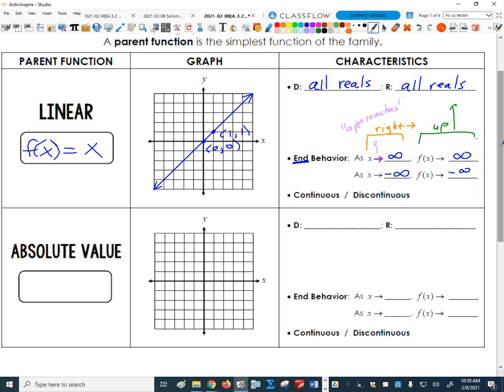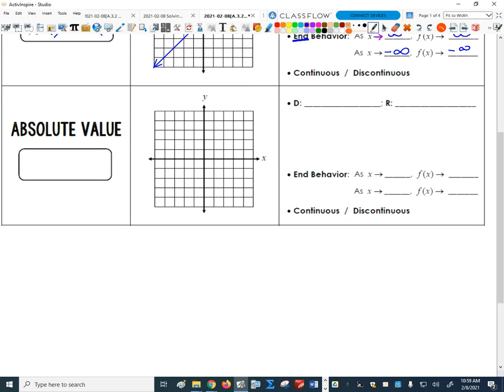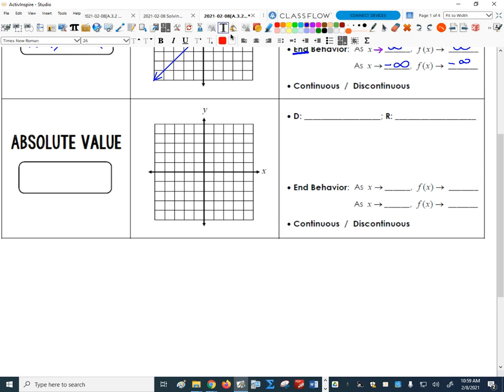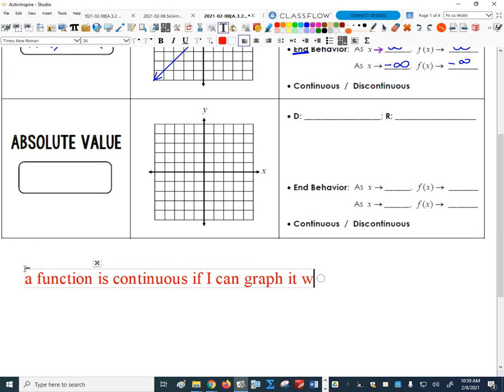Okay. Now, what about continuous or discontinuous? I'm going to add a little bit of notes here. Here's how we know. I'm just going to type this because this pen is so bad. A function is continuous if I can graph it without ever picking my pen off the board.